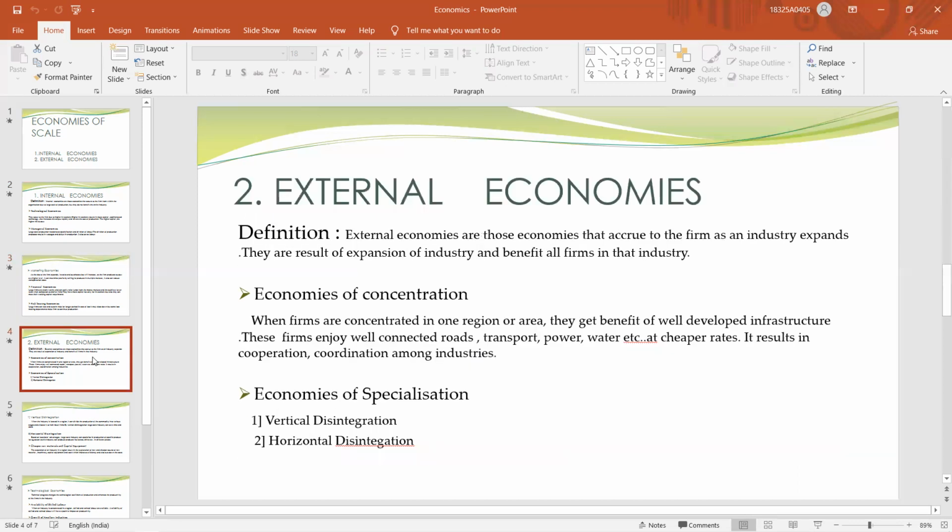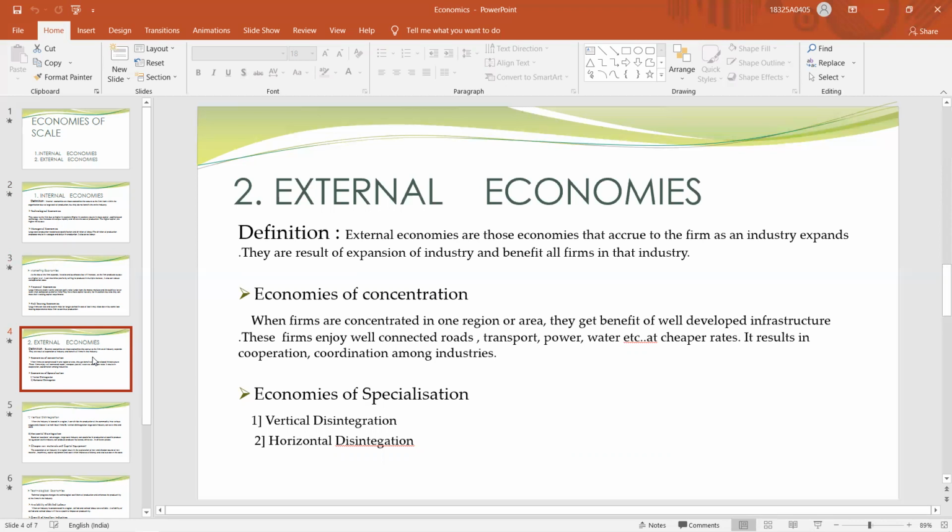Next, we'll move on to the external economies. The definition: external economies are those economies that occur to the firm as a result of expansion of the industry and benefit all the firms in that industry. So these external economies benefit the entire industry, all the firms in that industry.